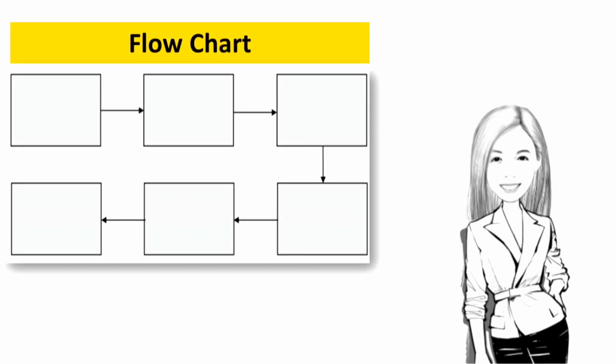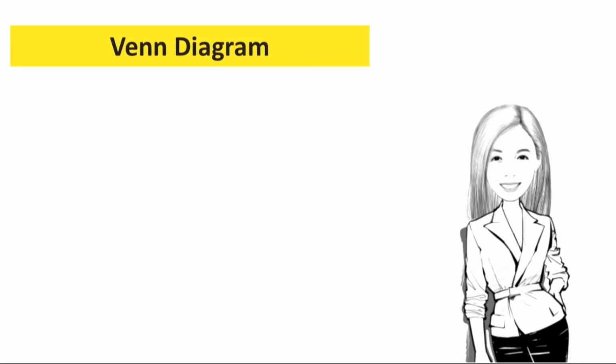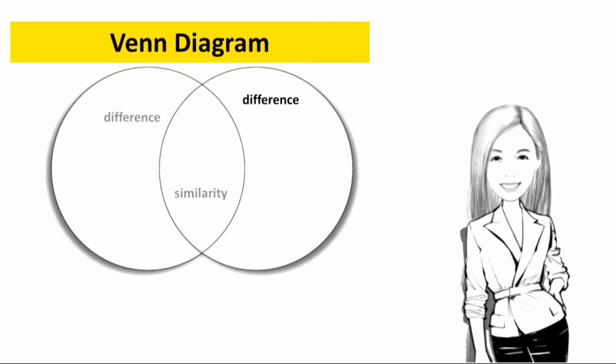This is a sequence chart that shows series of events in order. The arrows in the flowchart signify the flow of events or details. If you have a concept that has steps such as process or sequence, the flowchart is the applicable textual aid organizer. Another one is a Venn diagram.